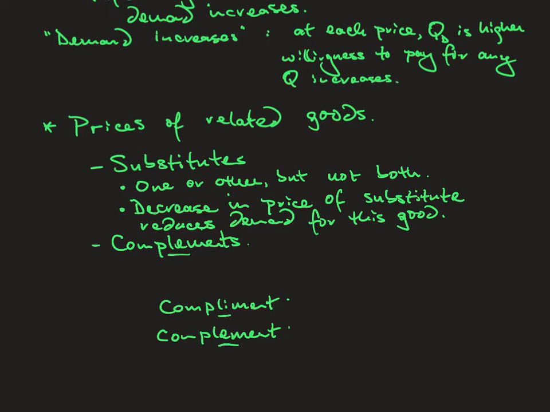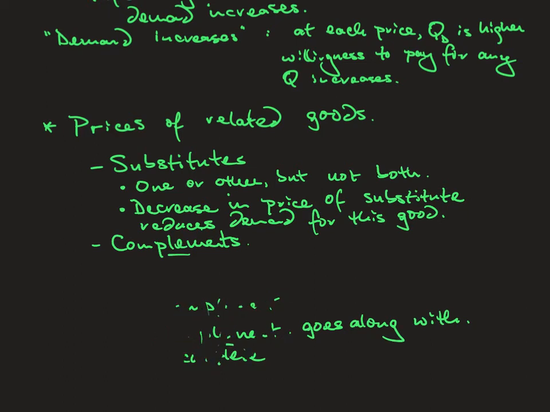Complement with an E means something that goes along with. Something else. Okay, and it comes from the word complete, right? Complement. They make something complete. Okay, anyhow, these complementary goods are ones that tend to be consumed better together than on their own.